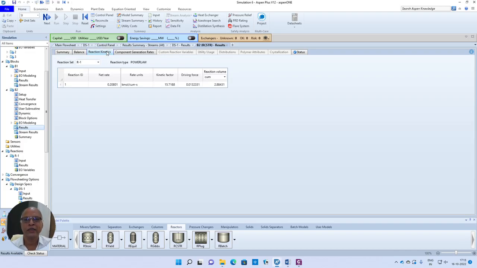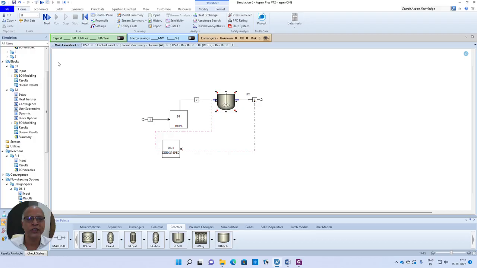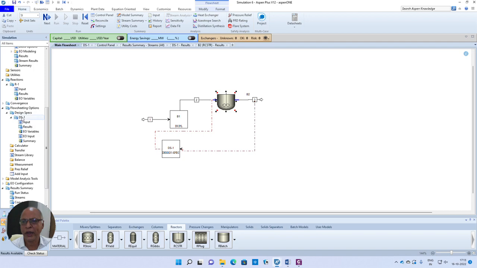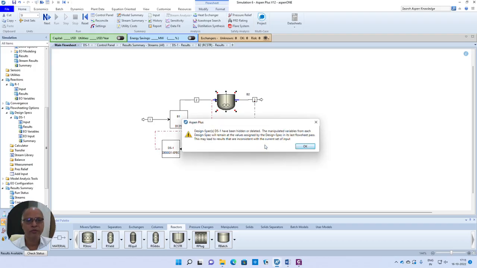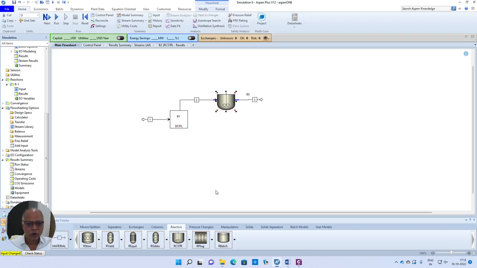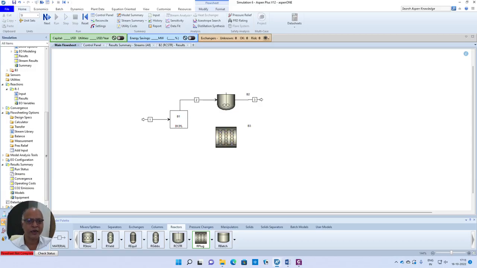Reaction kinetics: now you can see rate units, kinetic factor, driving force, reactor volume. Right? So this is how you should be in a position to design the reactors. Now in the same way, let me delete or deactivate this design spec, or probably delete it altogether. So now, in the same way, we should also be able to design a plug flow reactor. Let me also connect this.